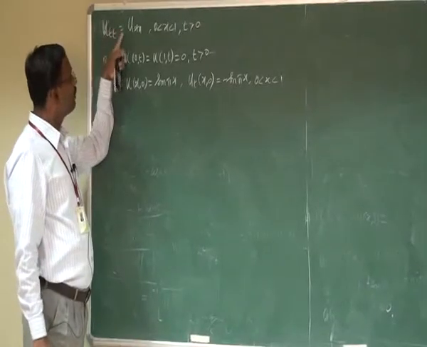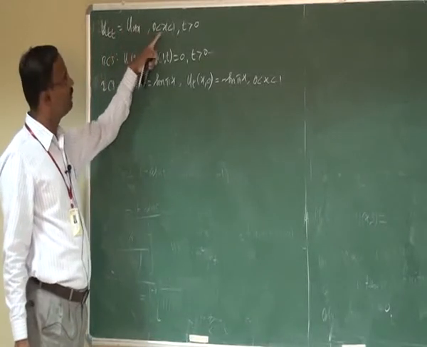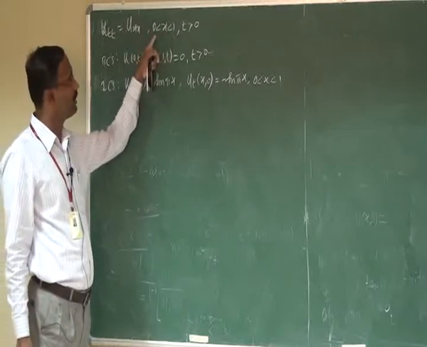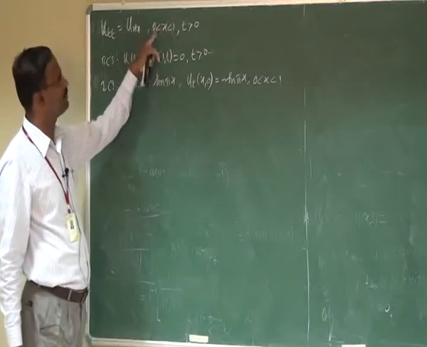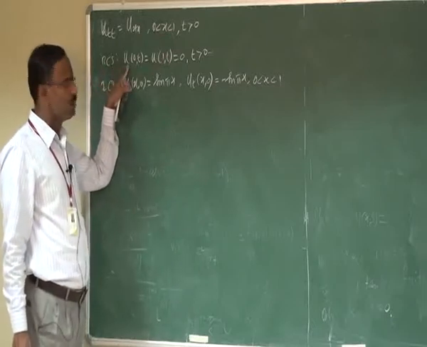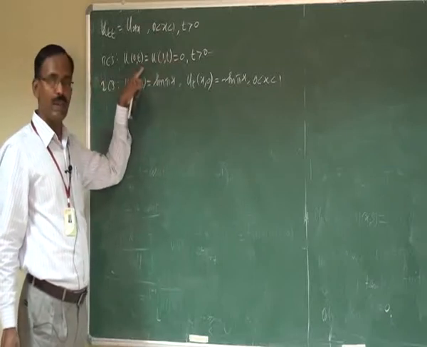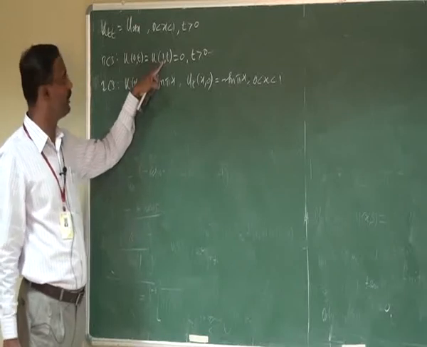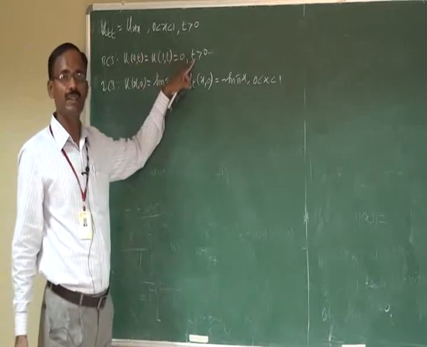Dou square u by dou t square equals dou square u by dou x square. In the previous problem, x was defined from the interval 0 to infinity, but here the length of the string is restricted to only one unit. Therefore x ranges from 0 to 1. Here the boundary condition says u of 0 comma t equals u of 1 comma t equals 0, meaning both the left end and the right end are tightly fixed. That means no vibration takes place at any time t positive.